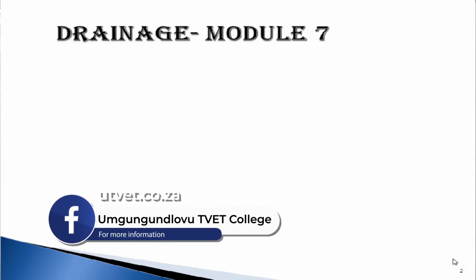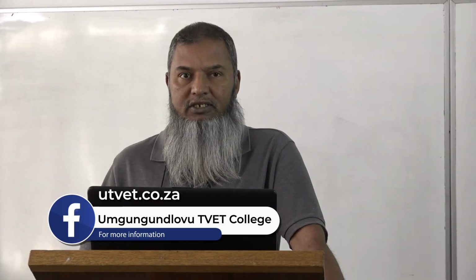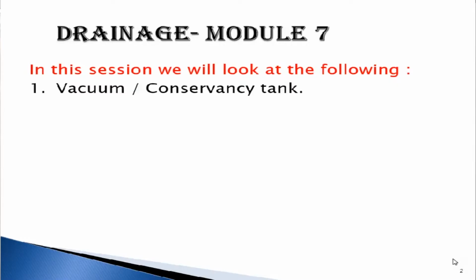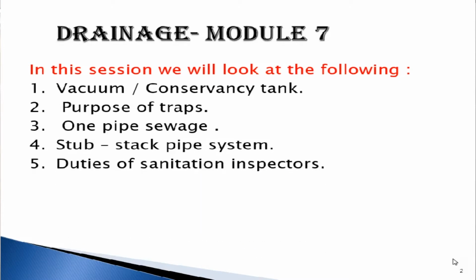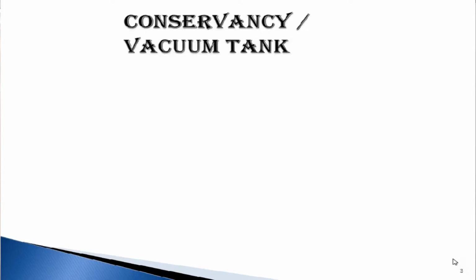If you can recall, we started with drainage, module 7. We stopped at septic tanks, French drains. Today we're going to look further into what we call vacuum or conservancy tanks, the purposes of traps, a one-pipe sewage system, sub-stack sewage system, duties of a sanitation inspector. Let us go forward. What is a conservancy or vacuum tank?